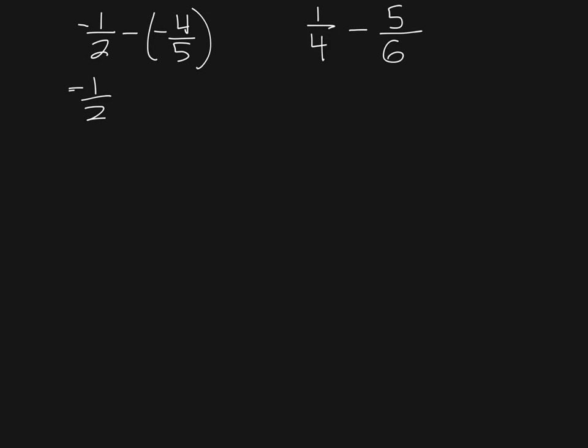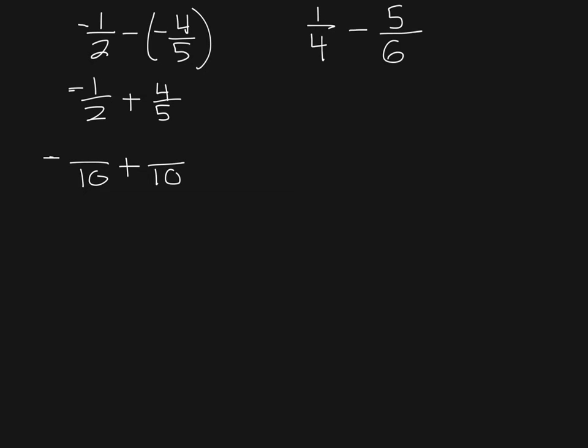Negative 1/2 plus, we do the opposite of the second number, so instead of negative 4/5, it's going to be plus 4/5. We're going to look for our least common denominator now. 2 and 5 both go into 10. Our first fraction is negative. And our second fraction, we get 10 there, and that's a positive fraction, so we'll leave it as positive.